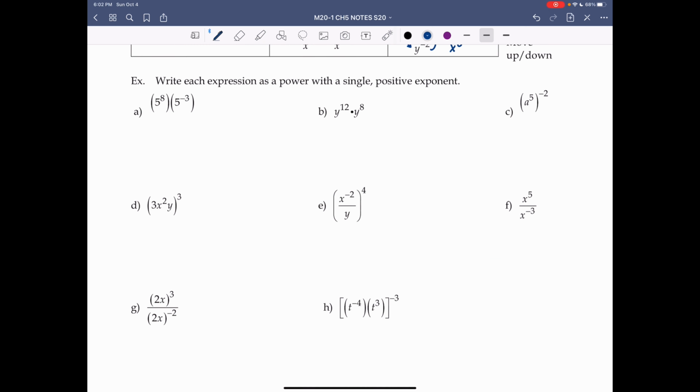Write each expression as a power with a single positive exponent. 5 to the power of 8 times 5 to the power of negative 3. That is the multiplication law. Tells us to add the exponents. 5 to the power of 8 plus negative 3, which equals 5 to the power of 5. Y to the power of 12 times y to the power of 8, that is also the multiplication law. We get y to the power of 12 plus 8, which equals y to the power of 20.